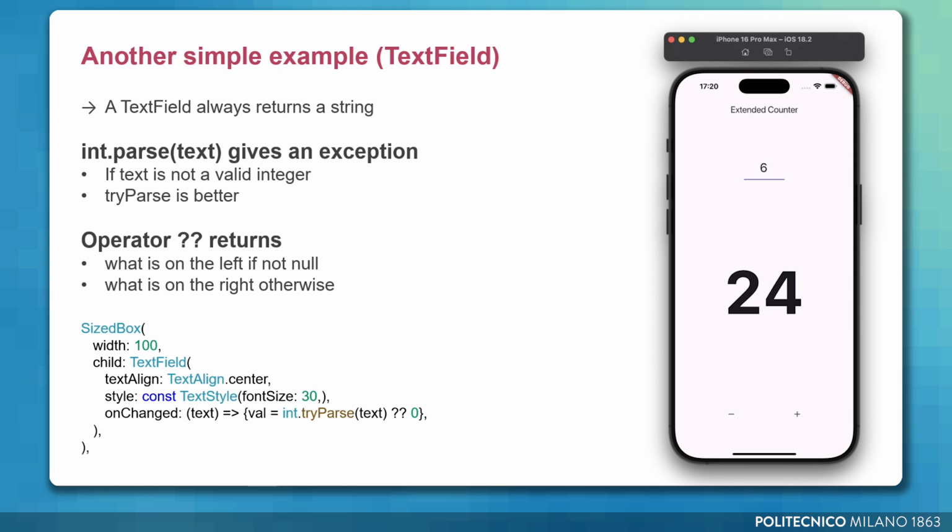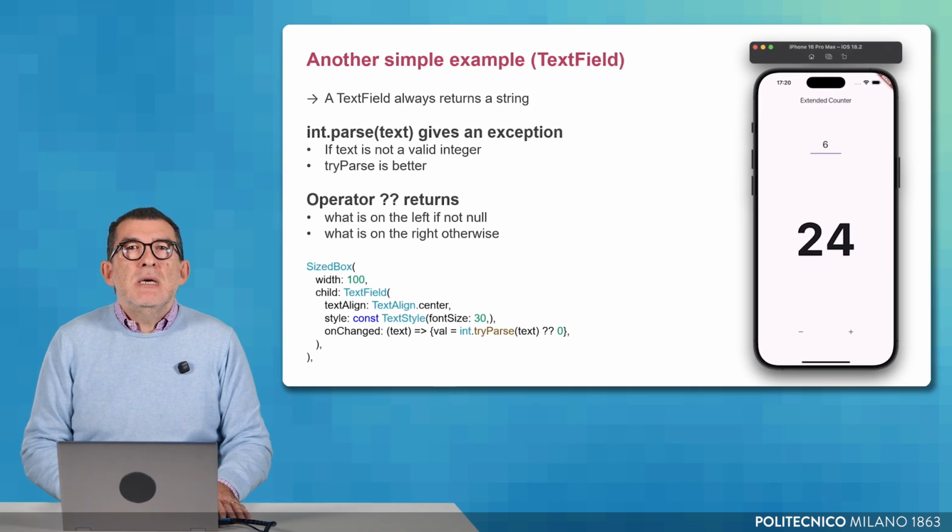The onChanged parameter specifies a callback triggered each time the user modifies the input. Inside this inline callback, we use tryParse to convert the string input to a number, since a text field always returns text. The double question mark operator handles invalid input by returning the parsed number if successful or 0 if not. In the next and last lecture, I will show how to create a realistic app, a simple calculator.